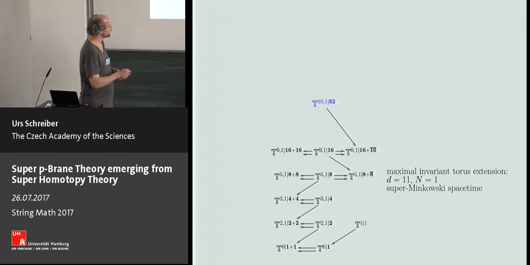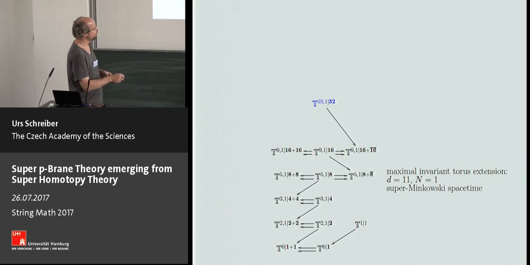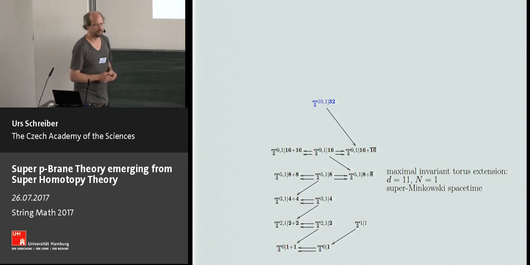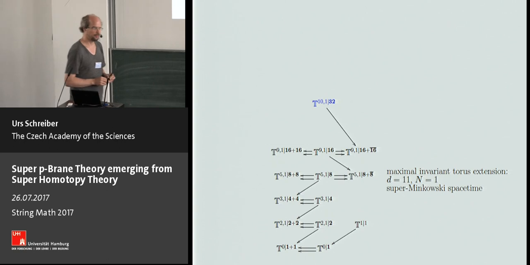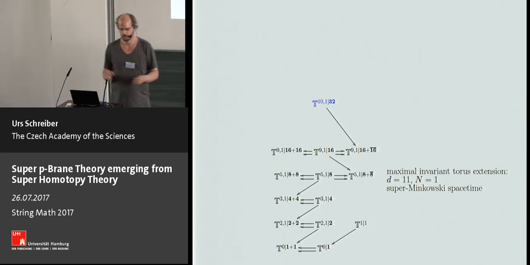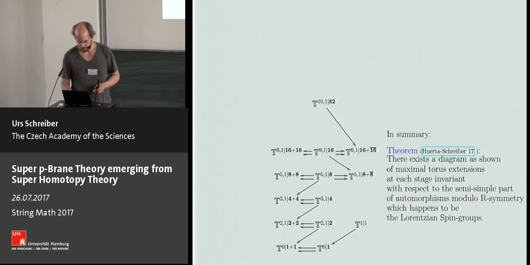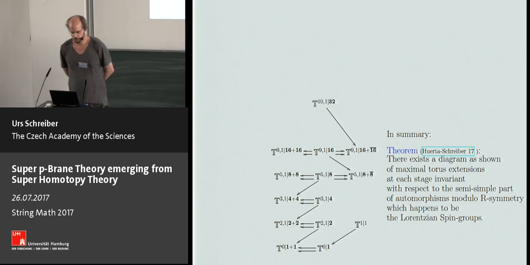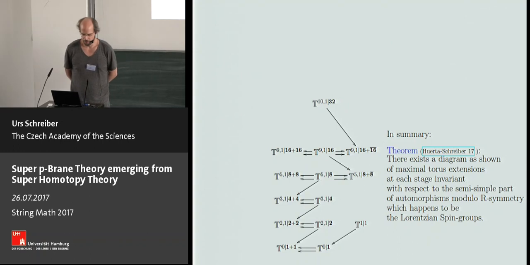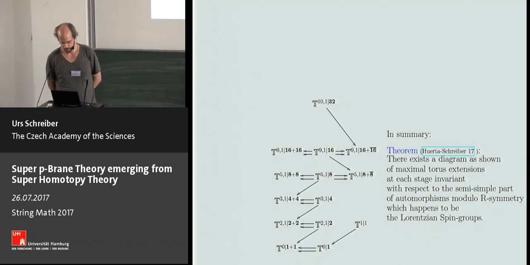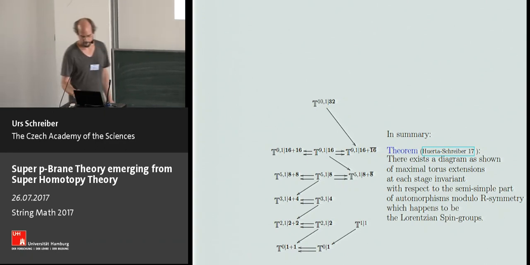Also down here, you can ask what happens if you take the superpoint with 3 odd directions. Well, then if you play this game, you get something that is given by 3x3 matrices with entries in the octonions, which has always been conjectured to be related to heterotic M-theory, but we don't know yet. So in summary, this is a theorem I proved with John Huerta. There exists a diagram as shown of maximal toral extensions at each stage, invariant with respect to the semi-simple part of automorphisms modulo R-symmetry. And these automorphisms always happen to be the spin groups.